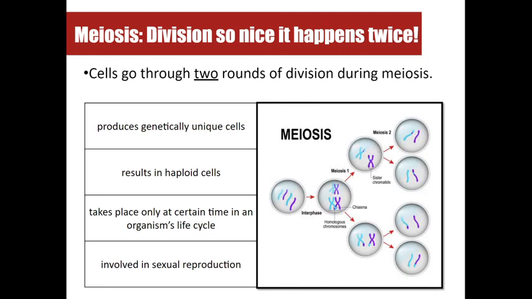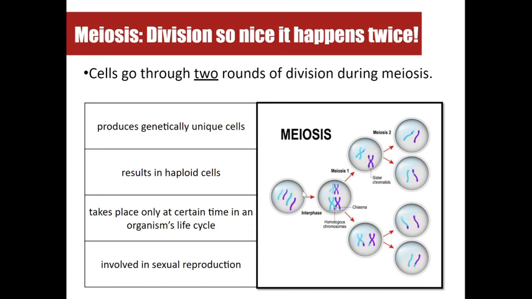Division happens twice. Cells go through 2 rounds of division during meiosis so that they can produce genetically unique cells. This is also going to result in haploid cells, which remember is half. And it's only going to take place at certain times in an organism's life cycle. This is the type of division that is involved in sexual reproduction.